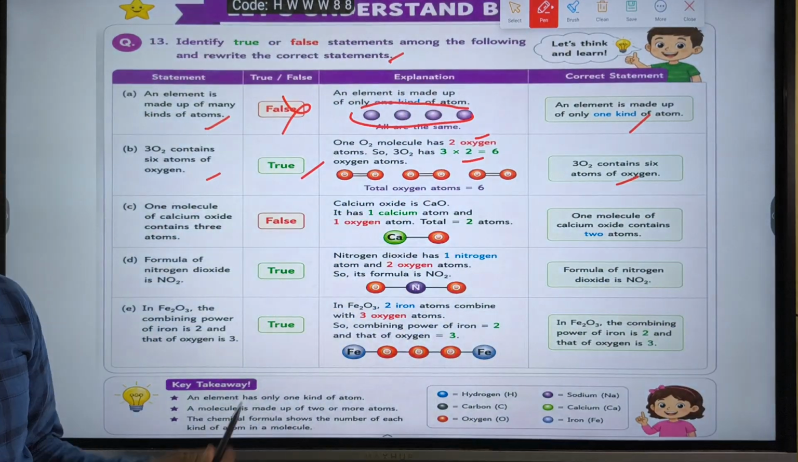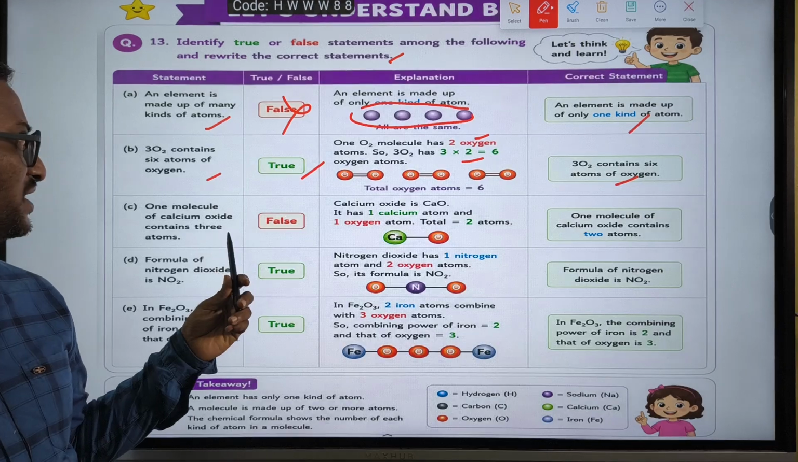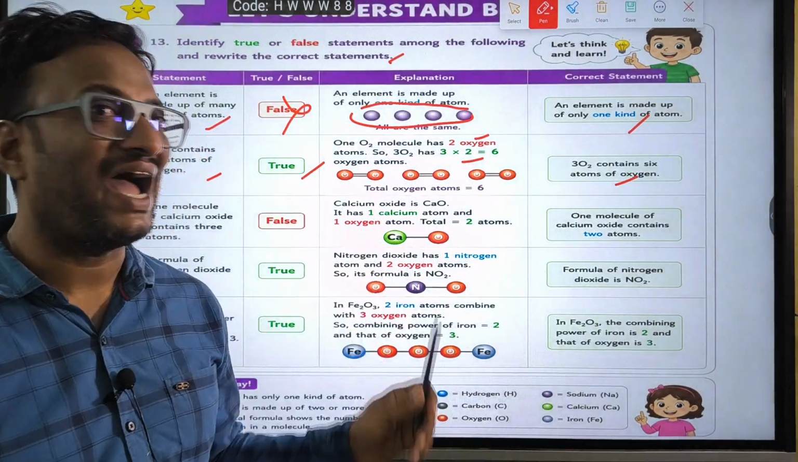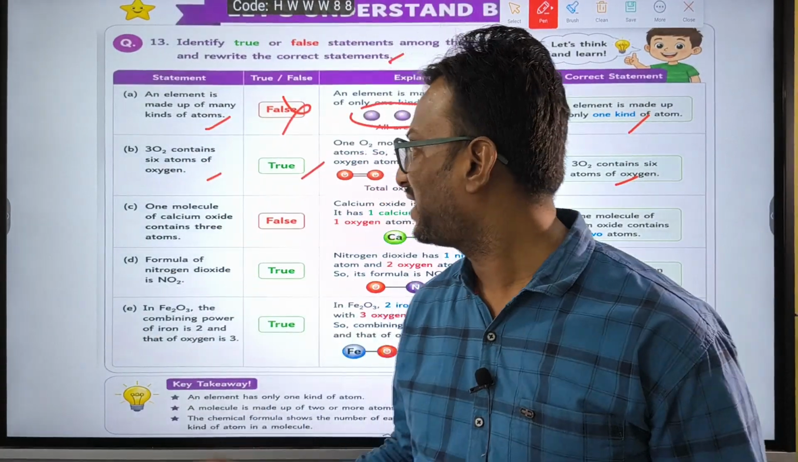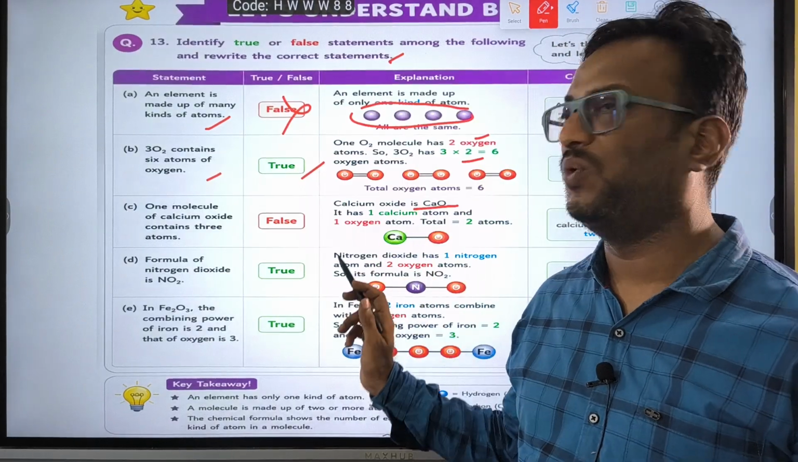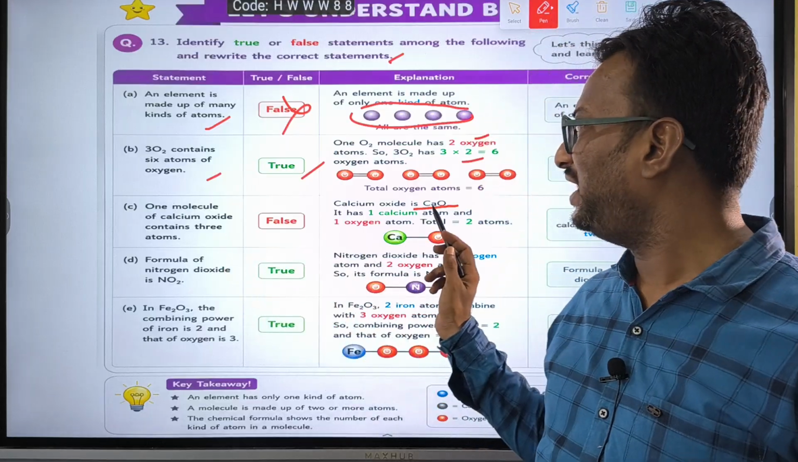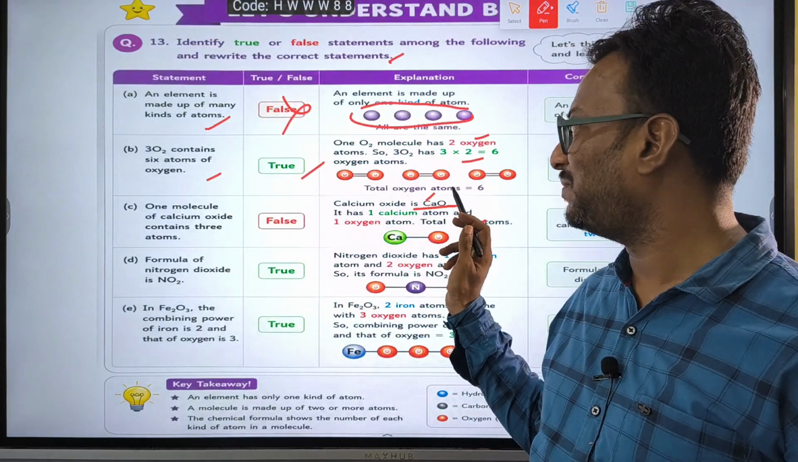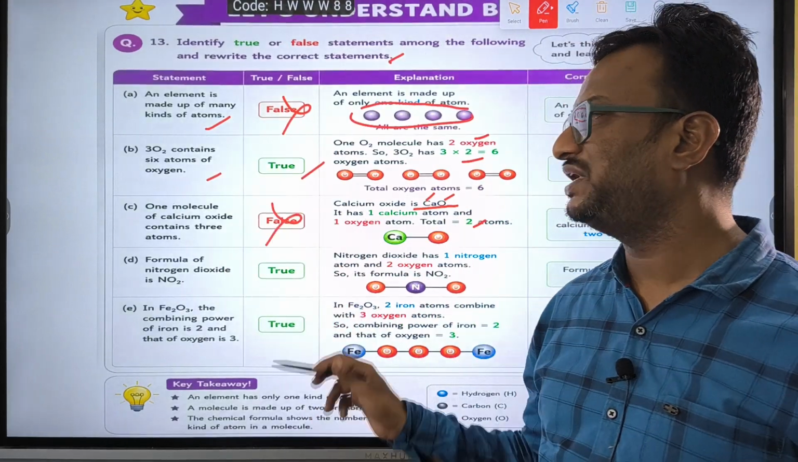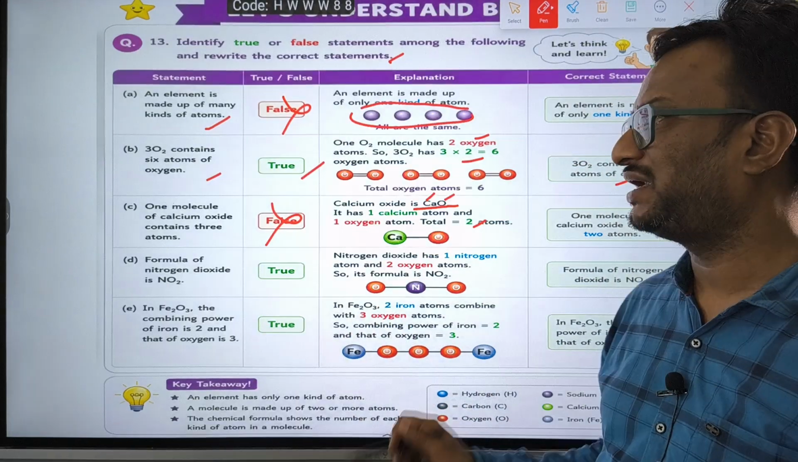Next, one molecule of calcium oxide contains 3 atoms. Okay, calcium oxide, CaO, contains only 2 atoms. One is calcium and the other is oxygen. So it is false. Only 2 atoms.